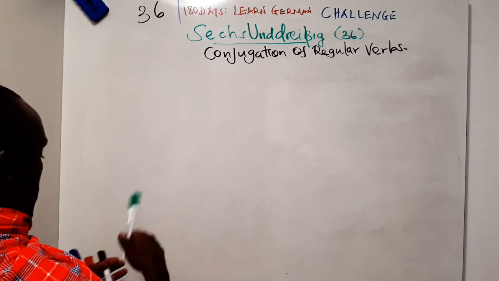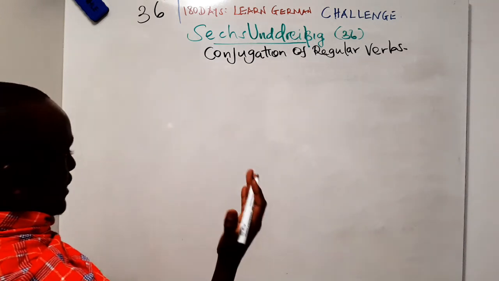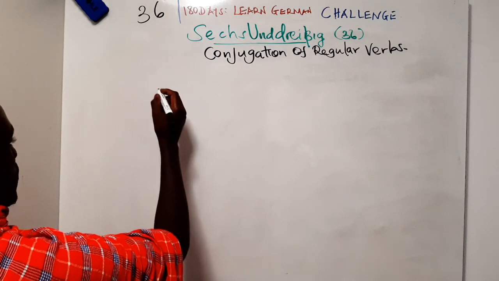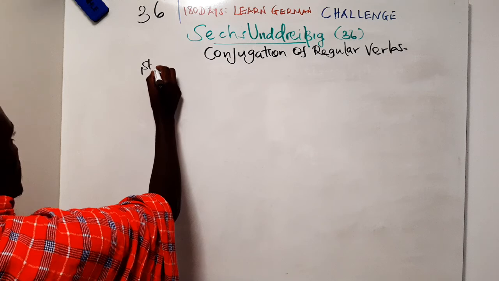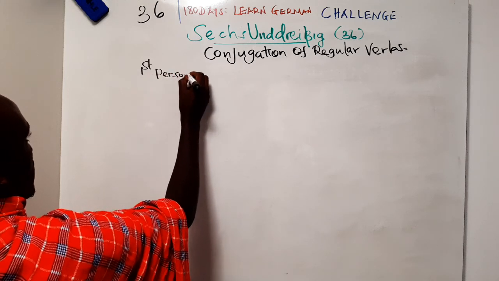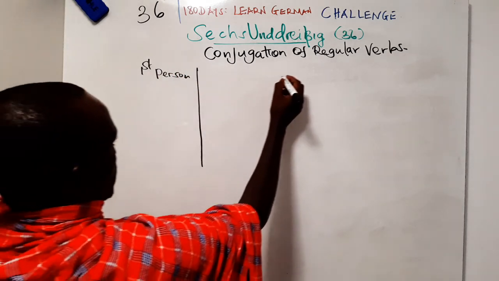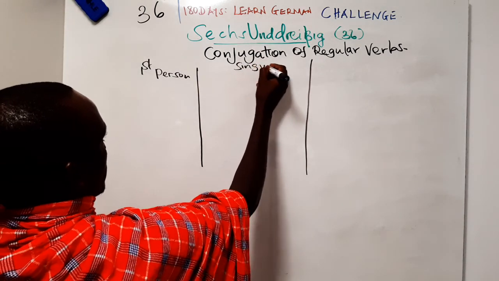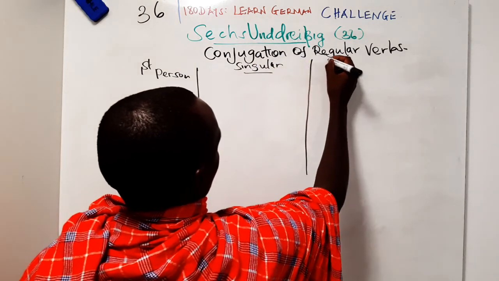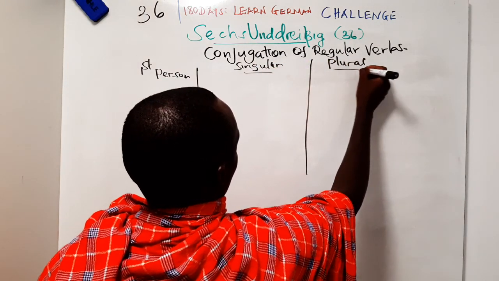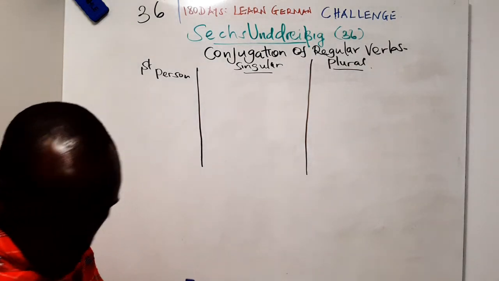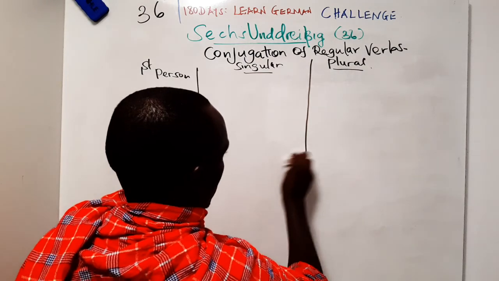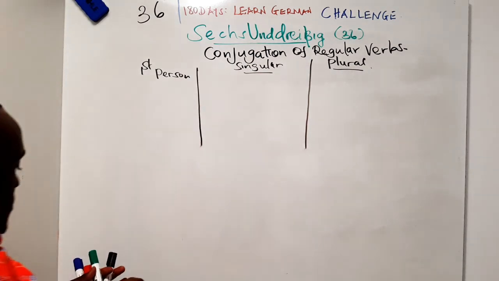begin. So first of all, we have to divide into three groups. That is first person. So we should have our table like this. So this one will be singular, and here will be plural. Okay, so let me try to make it a bit small, because I want to give you some examples which are important here.